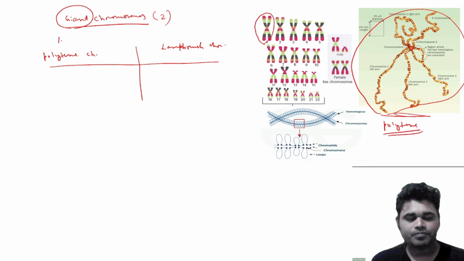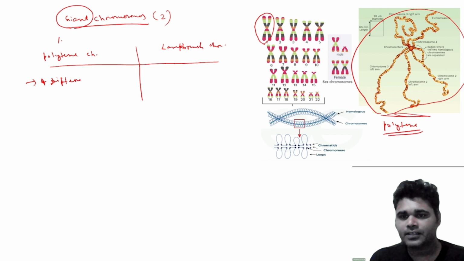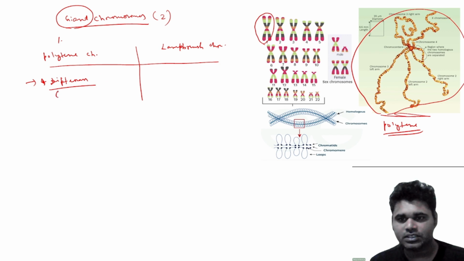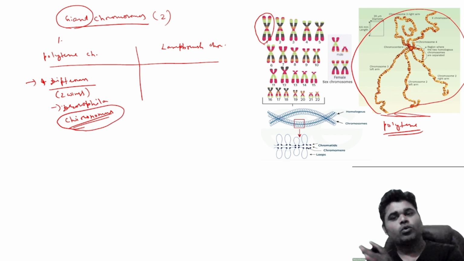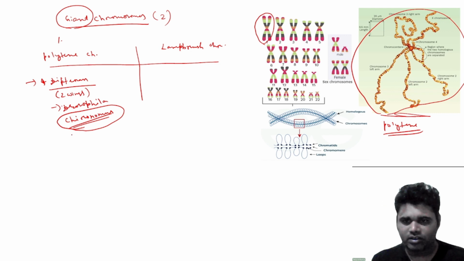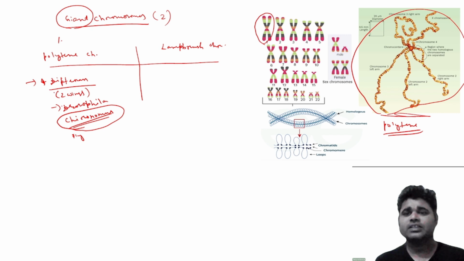This one is called the polytene structure. The polytene chromosome is present in dipterans. What is a dipteran? Dipteran is an order of insects, that means insects which have two wings. For example, Drosophila and Chironomus. Please remember this one, Chironomus. In the NEET exam it is always asked about Chironomus. And again the fly. So these are the dipteran insects.